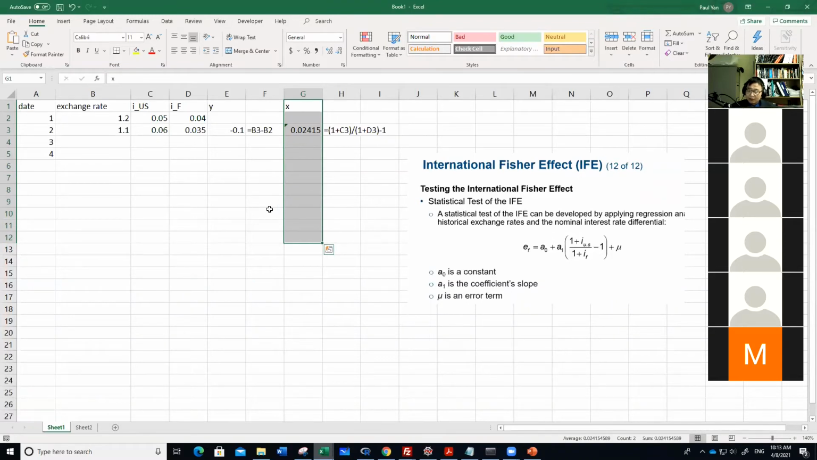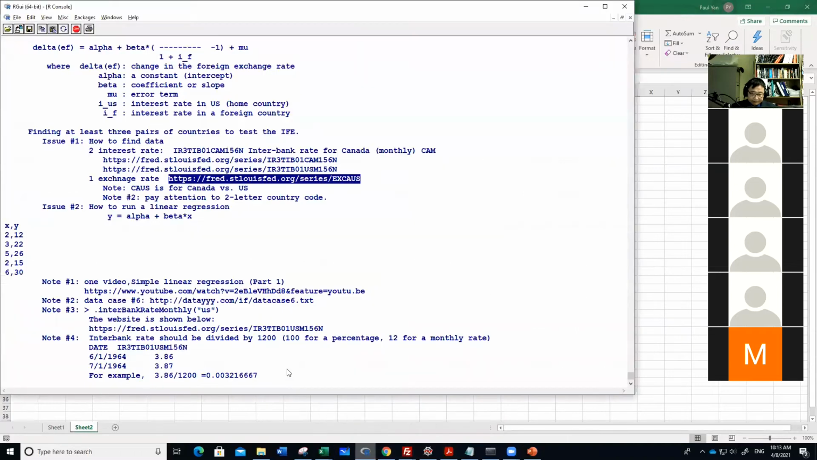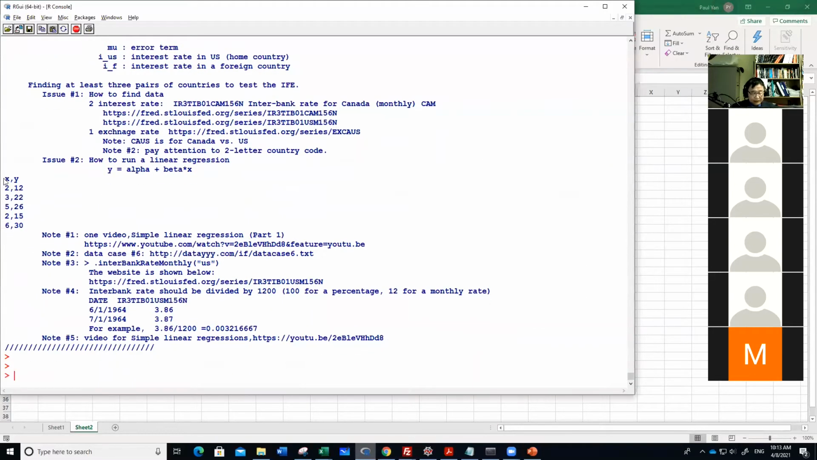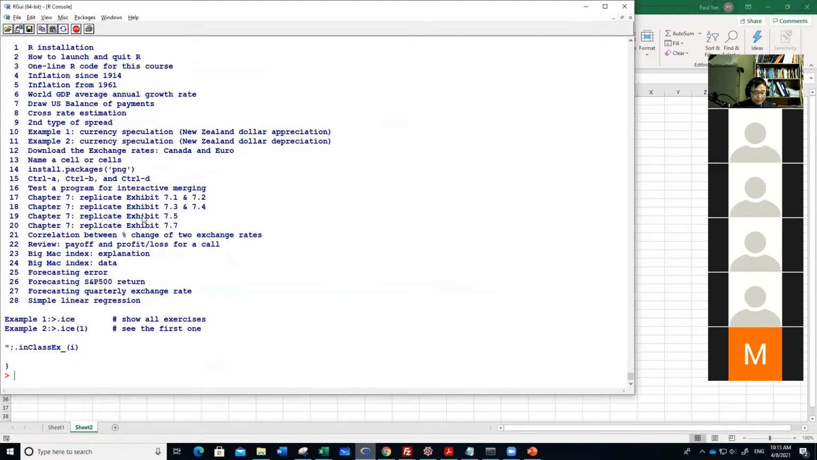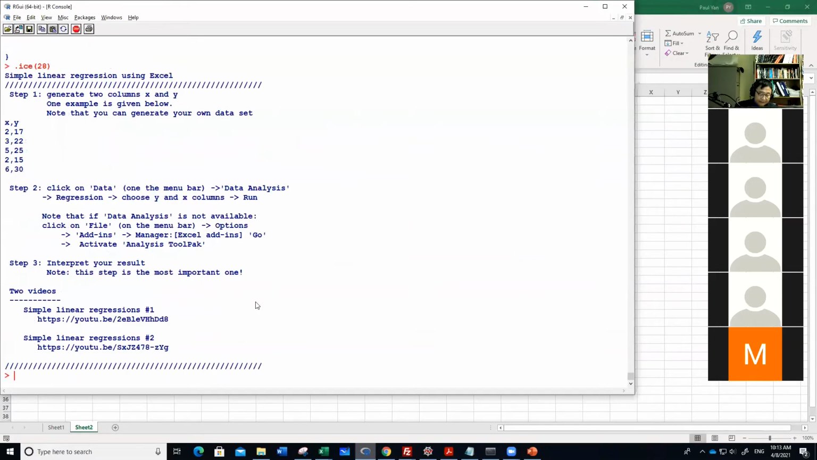Now we run a linear regression. I'm going to show you how to run a simple linear regression. I can use this data set. You type .ice 28, which is a simple linear regression. Running a linear regression is simple, almost trivial. However, how to interpret the result is more important than simply running a linear regression.